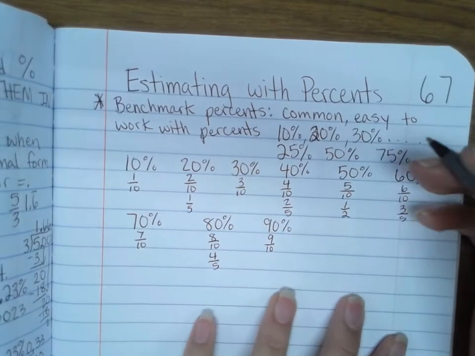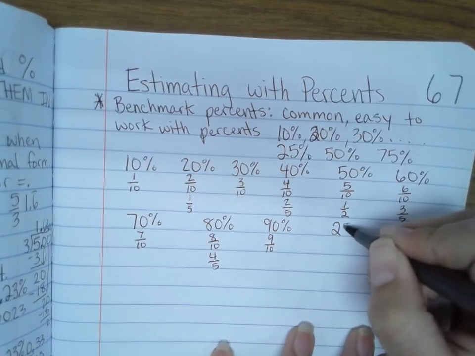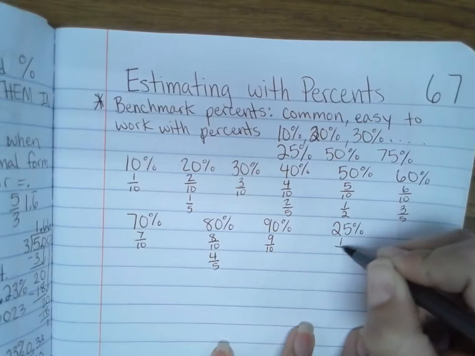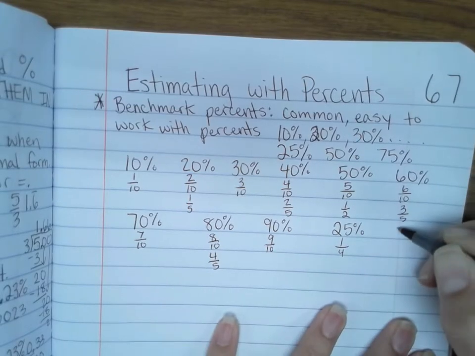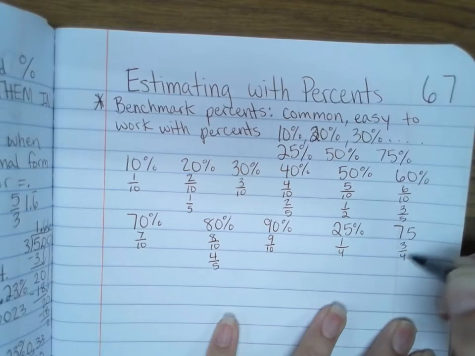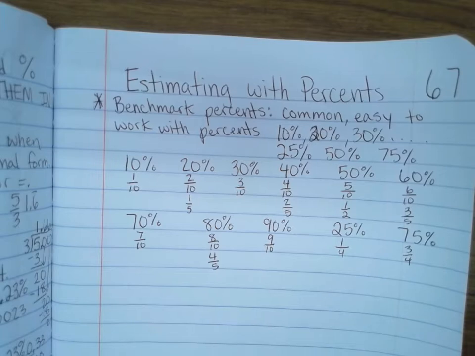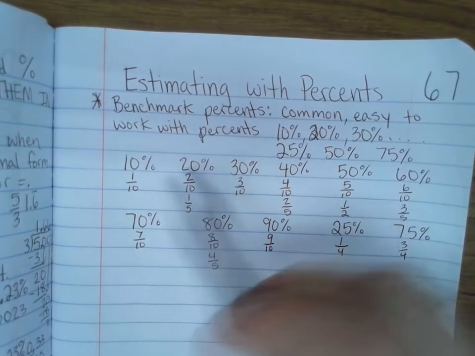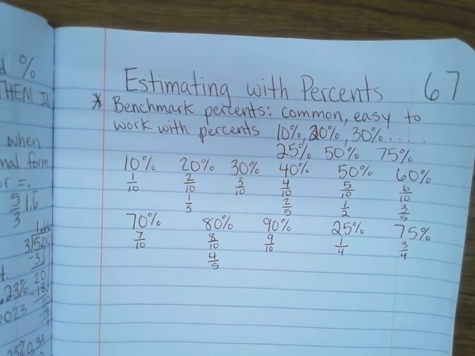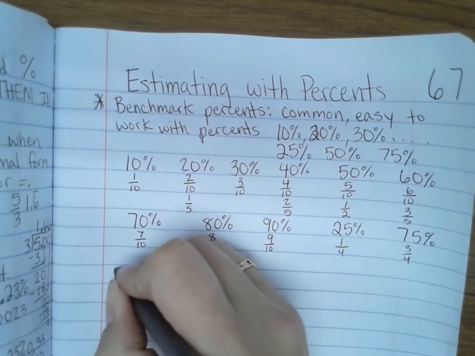Okay, you know 100% is complete, one whole. The other two that we tend to use would be 25%, which would be 1/4, and 75%, which is 3/4. So when we're using these, we're using them to help us get estimates, meaning close guesses. And when working with these, we want to work with what would be close to what we're currently working with.